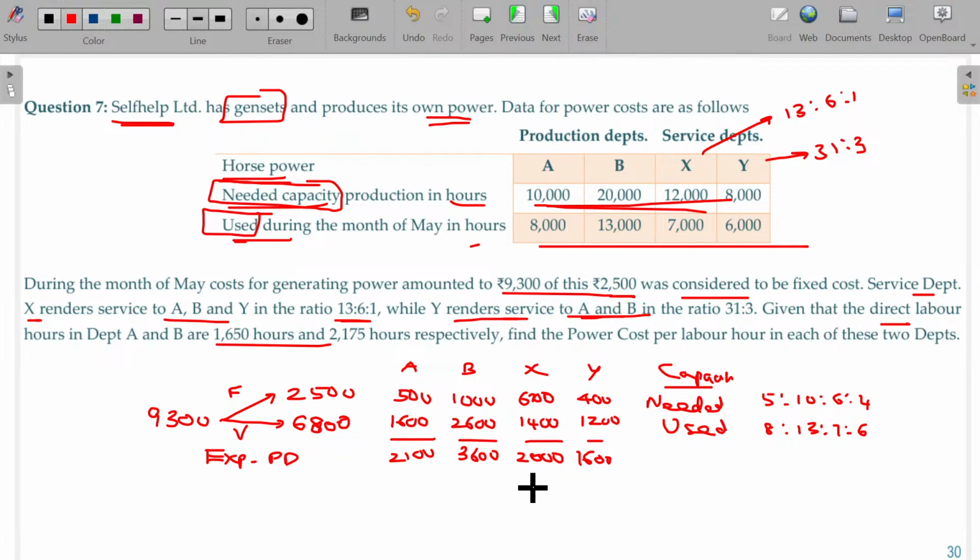What about the next step? Secondary distribution. Under secondary distribution, X department distributes to 3 departments. So 13:6:1, -1. So 2000 is removed and will be added to the other departments in this ratio. 1300, 600, 100. Here the calculations are pretty simple. Only to make you understand this concept, this illustration actually was passed in the examination.